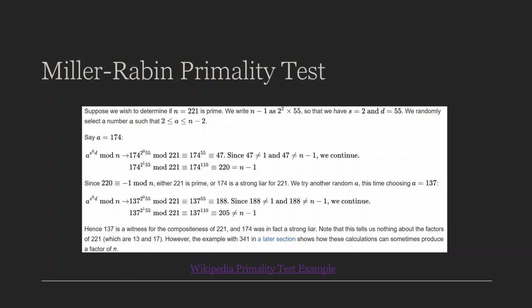Here I have a snip from the Wikipedia page on the Miller-Rabin primality test, and this kind of goes through how it works. Essentially, you pass a number that you think is prime to this test, and it will test it against other random numbers between 2 and n minus 2. It will do that so many times, and for each time it passes, we count that as contributing towards primality. And if it fails, then it fails the primality test.